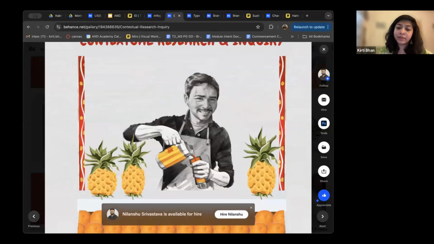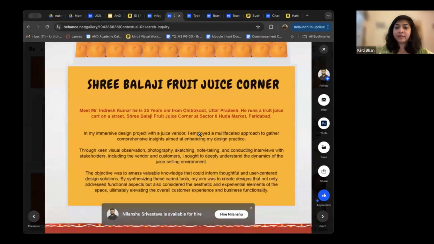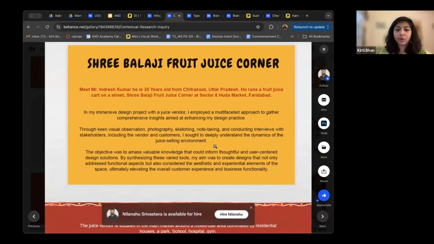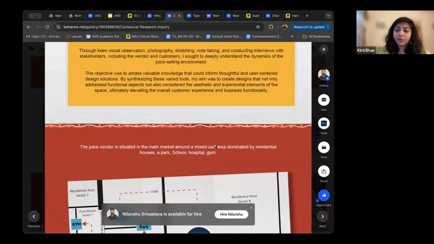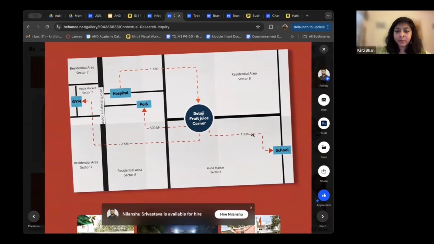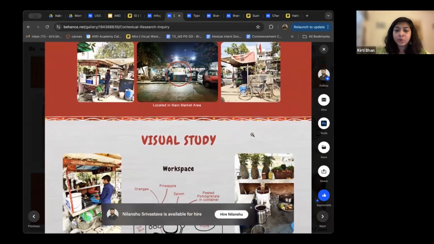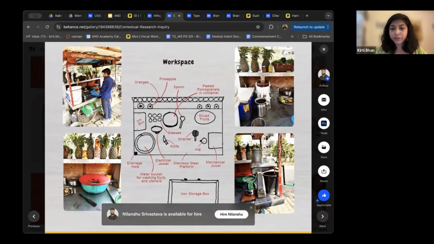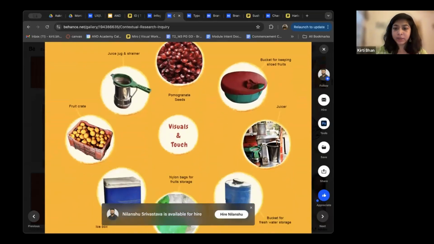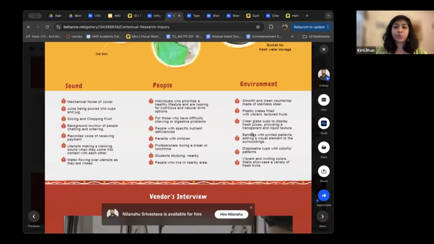So I'll take you through the whole process. This is about a juice vendor, and everything is created from scratch. The name of the vendor is Indresh Kumar, who is 35 years old, talking about him briefly. Then also sharing where it is located, the Balaji Fruit Juice Corner. The map is here, how you can see how this area looks. Then the visual study, which covers the layout of the workspace, the plan of how everything is kept, the things that are there and what role they are playing, the visuals, the touch, the sound, the people, and the environment it is connected and surrounded with.